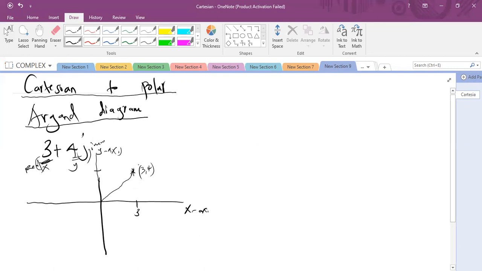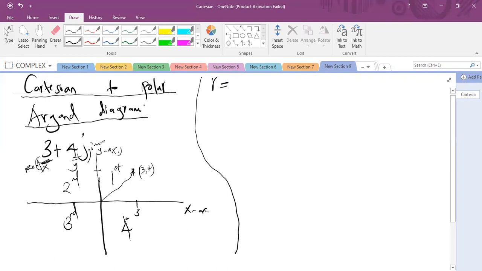Now, whenever we are carrying out conversion from Cartesian to polar, it's important for us to make this particular sketch so that we know in which quadrant exactly that complex number lies. That will help us be able to evaluate the angle. So this is obviously the first quadrant, this is the second quadrant, this is the third quadrant, and this is the fourth quadrant.